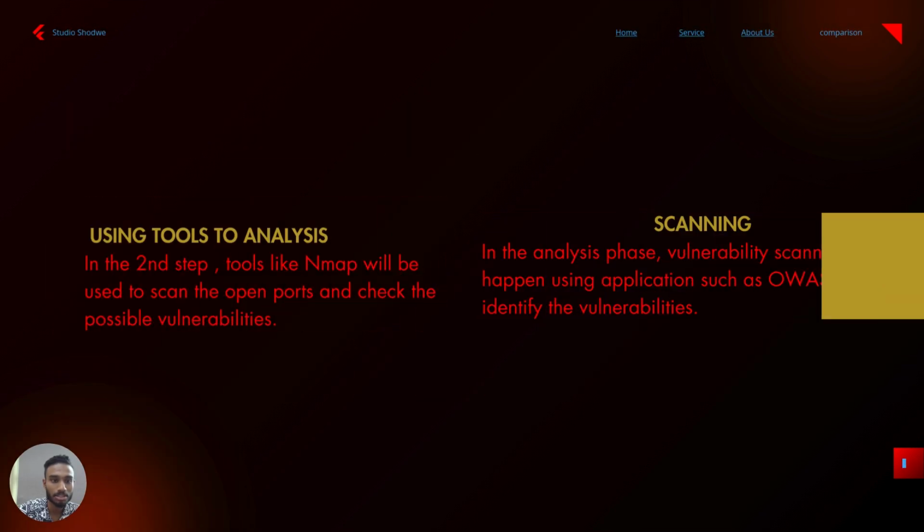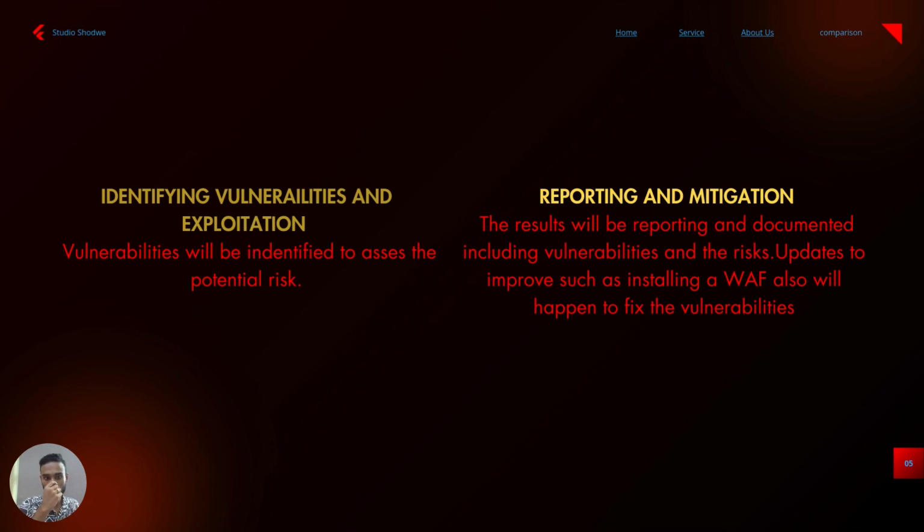Next is penetration testing, where we use tools to analyze. In the second step, tools like Nmap are used to scan open ports and check for possible vulnerabilities. The third one is scanning. In the analysis phase, vulnerability scanning happens using applications such as OWASP ZAP to identify vulnerabilities. The fourth one is identifying vulnerabilities and exploitation. Vulnerabilities will be identified to assess the potential risk.